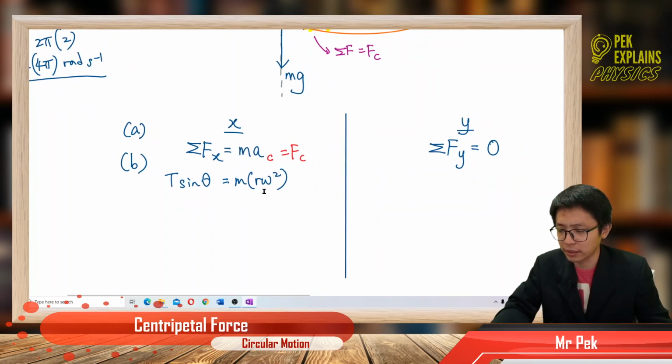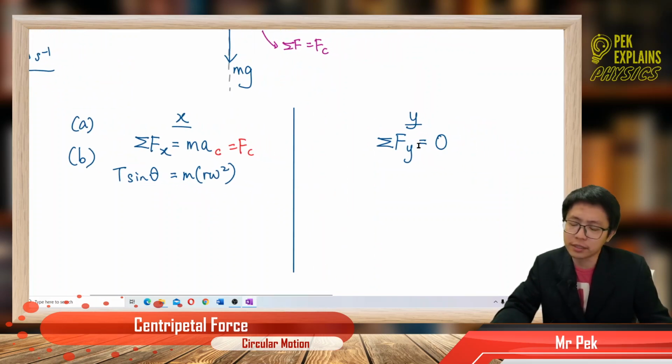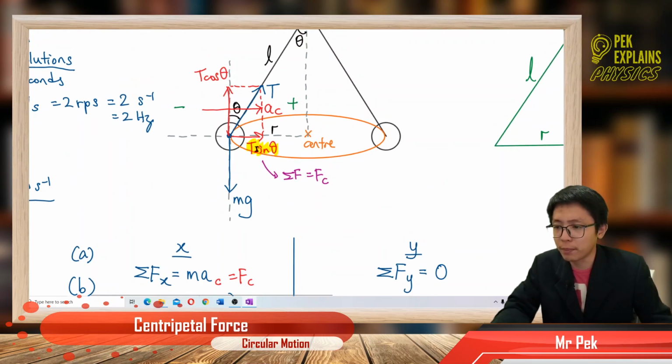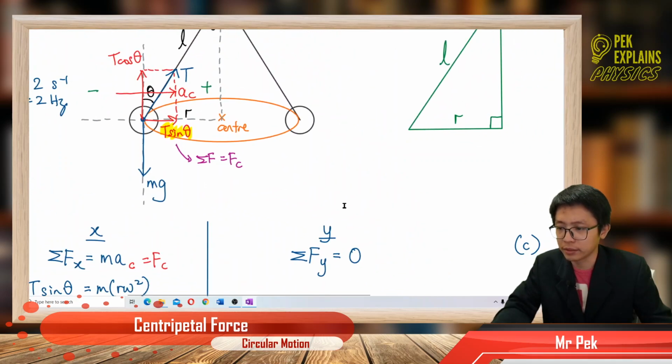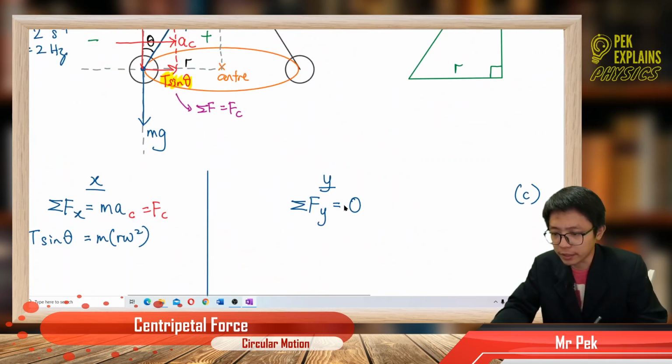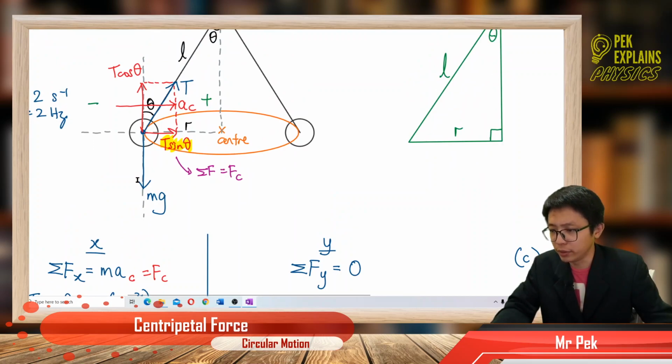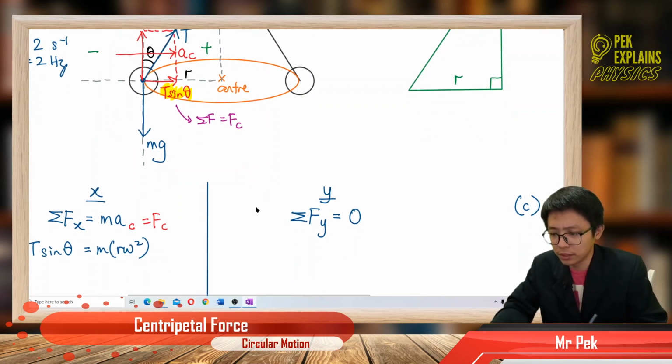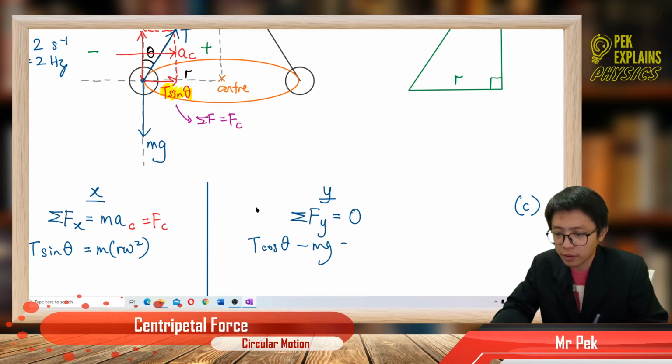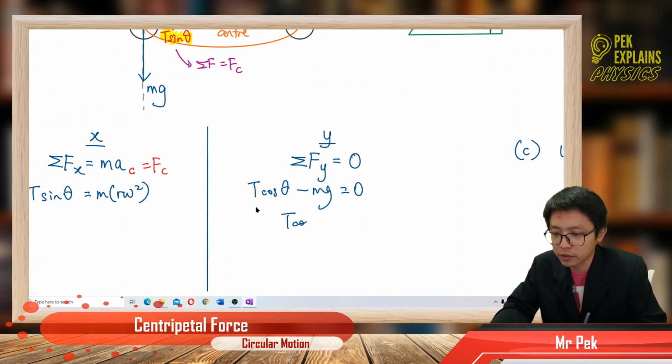Okay, so now let's do the y component first. For the y component, we have T cos theta and mg. We don't have acceleration in the y component. So going up is positive, going down is negative. That's all. So T cos theta minus mg equals 0. That's it. So what do we have? T cos theta is mg.